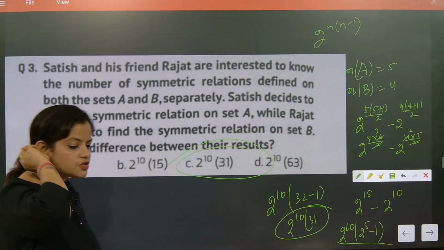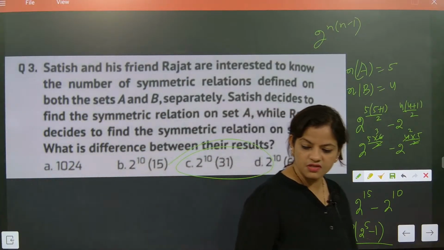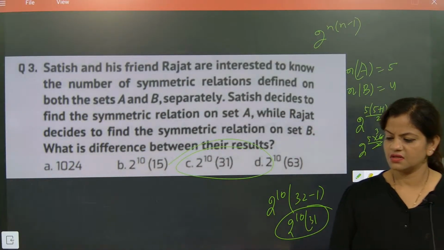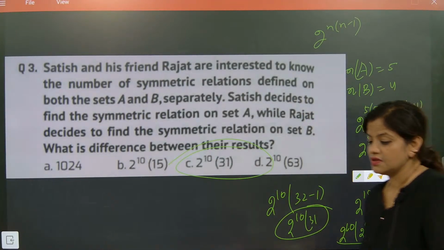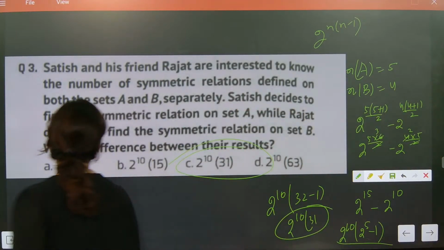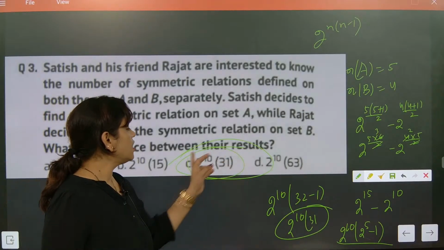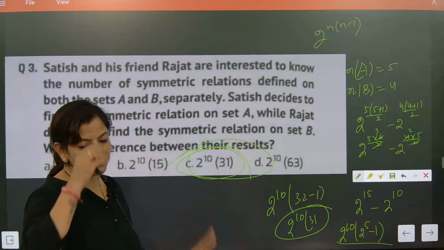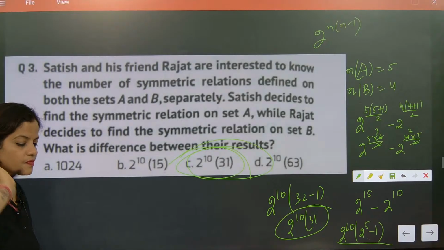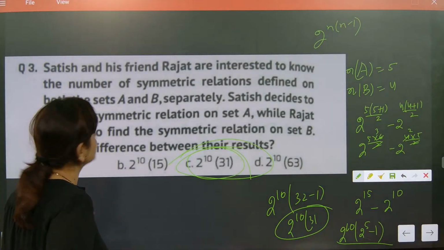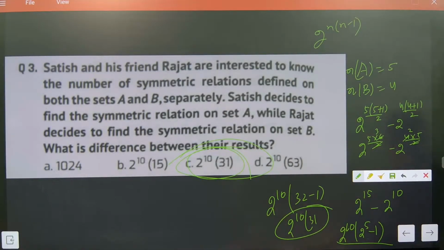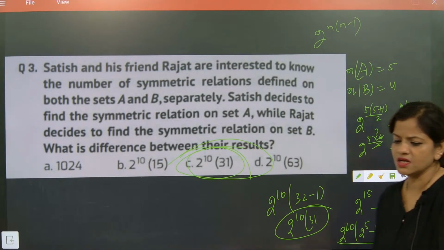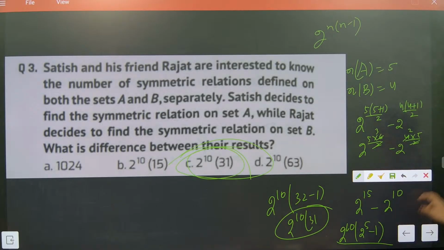I hope you might have understood this one. Everybody pay attention here. 2 to the power 10 into 31 is becoming the answer. I hope you people have understood how to go with the question. Written or not? If this question comes, I will punch you if you do not solve it. Understood or not?